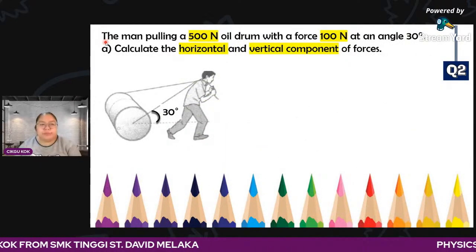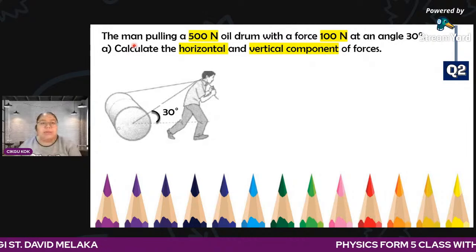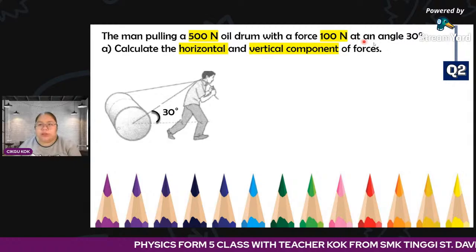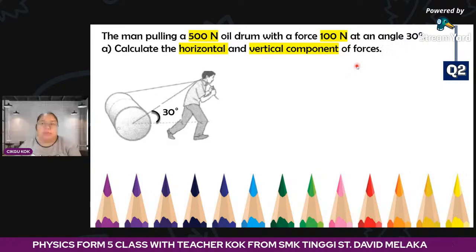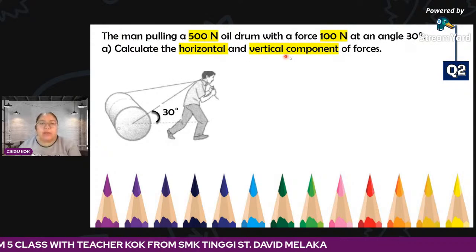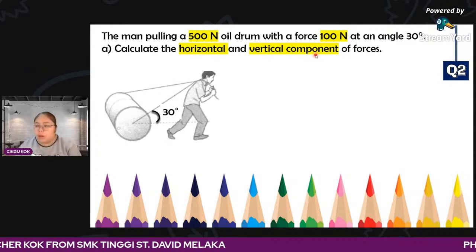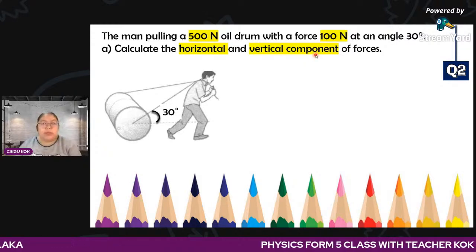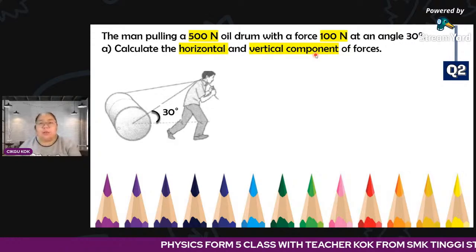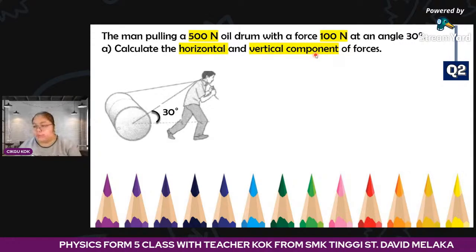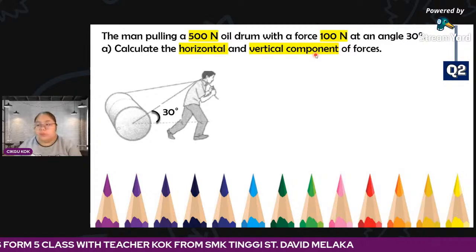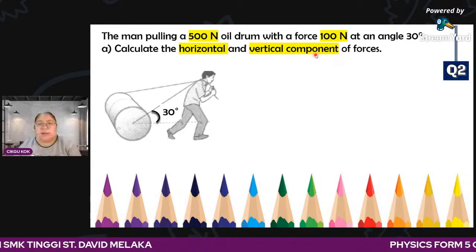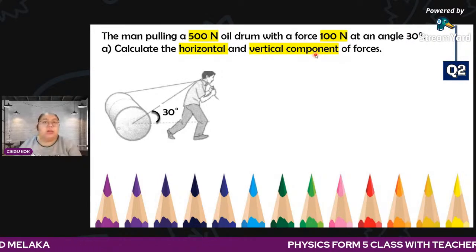Okay, this is the second question. A man is pulling a 500 Newton oil drum with a force of 100 Newton at an angle of 30 degrees. Calculate the horizontal and vertical component. I think you have this paper already, right? So can anybody answer me? Last lesson I uploaded it, then you download it. Wow, so fast, Lisa. Lisa just now answered 43.3 Newton, correct.